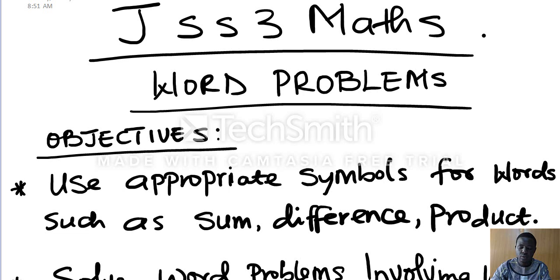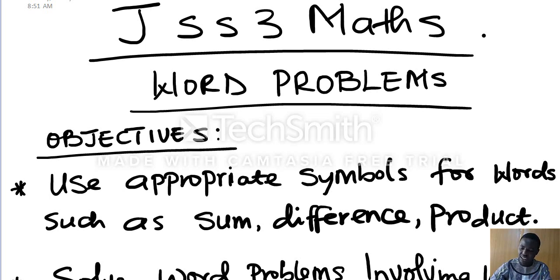In today's class, we'll be looking at word problems. And these are some of the objectives of today's class. But before we look at the objectives, what do you understand by word problems? Word problems can be said to be algebraic statements that you can simplify or express using algebraic expressions and symbols.